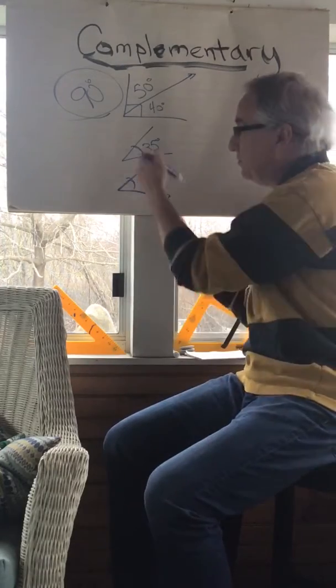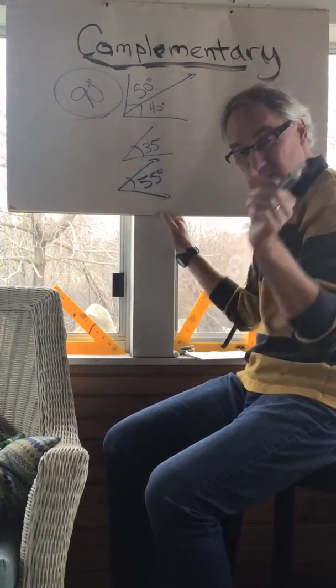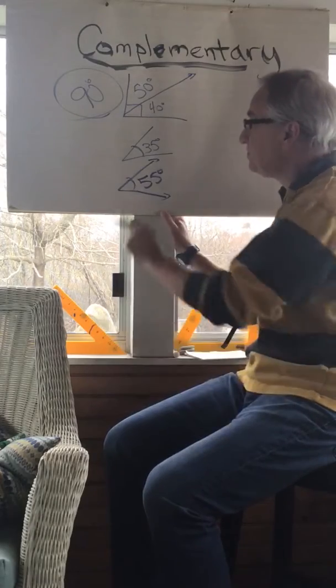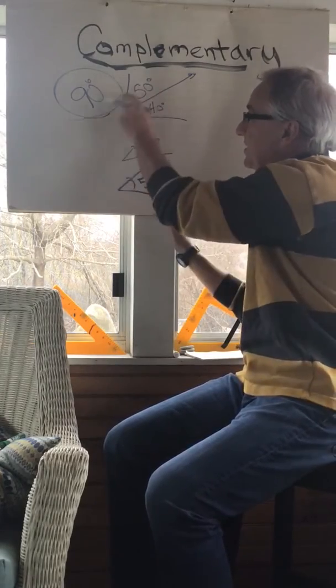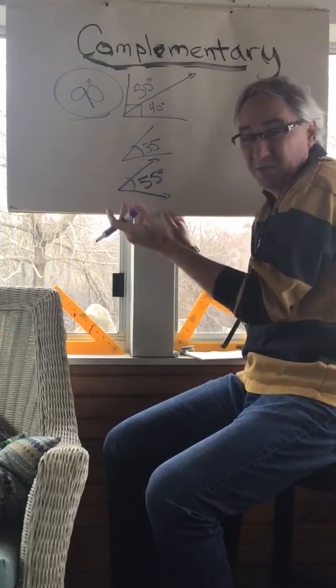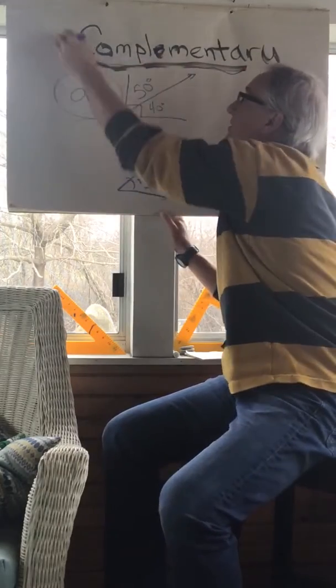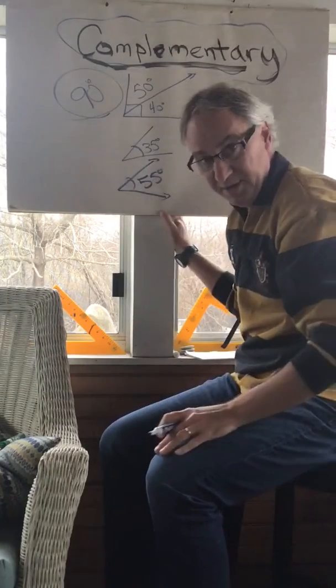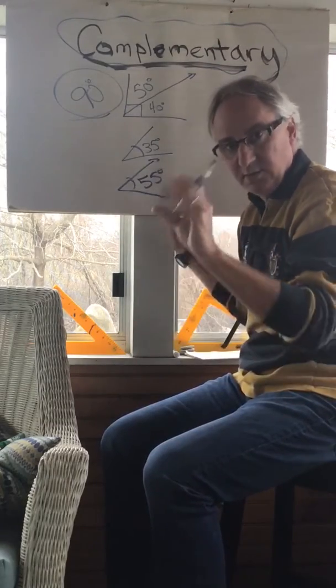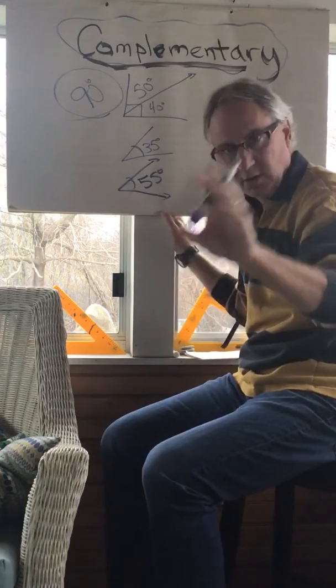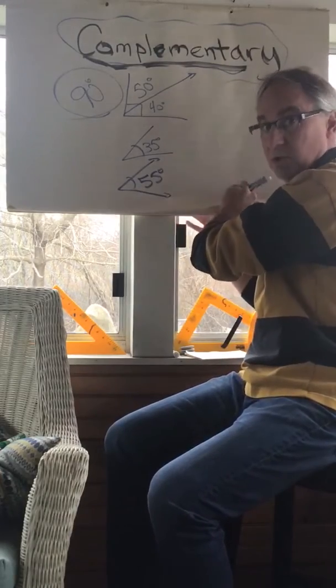Because if you combine them and put them what's called adjacent to each other, adjacent means next to each other, two angles that add up to 90 degrees. Pretty simple. Two angles that add up to 90 degrees are called complementary. Two angles right next to each other that add up to 90 degrees are called complementary. You with me? Good. Pretty straightforward.